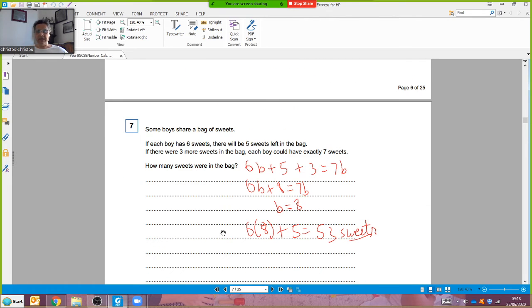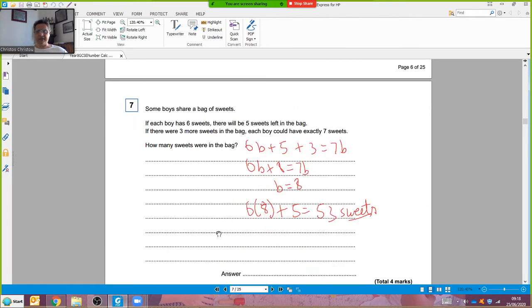Question 7, another one of these trial and improvement type things. So these are little boys, what are they doing? So some boys are sharing some sweeties. If each boy has 6 sweets, there will be 5 sweets left in the bag. So 6 for you, 6 for me, and there's 5 left over, which we haven't shared. If there were 3 more sweets in the original bag, we'd have exactly 7 sweets each, wouldn't we?